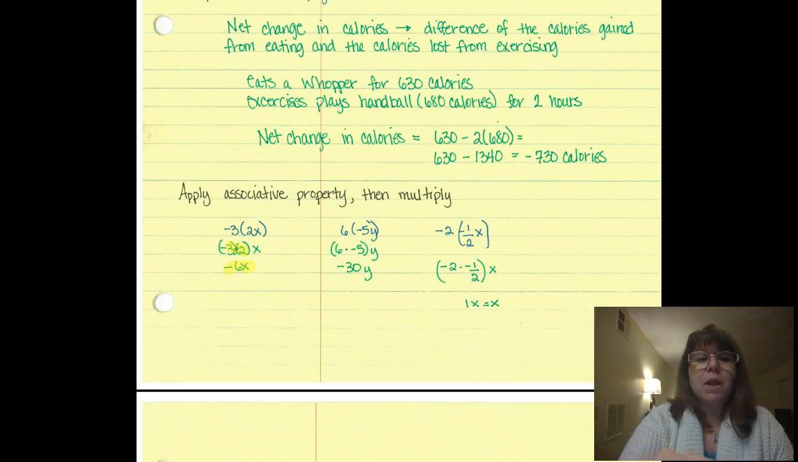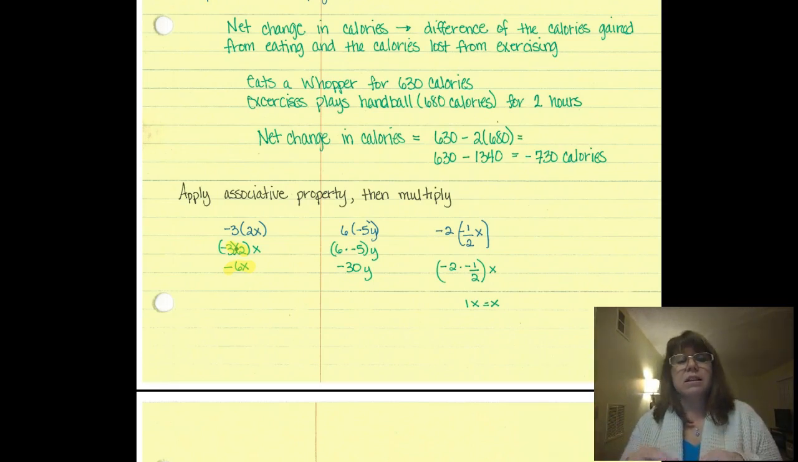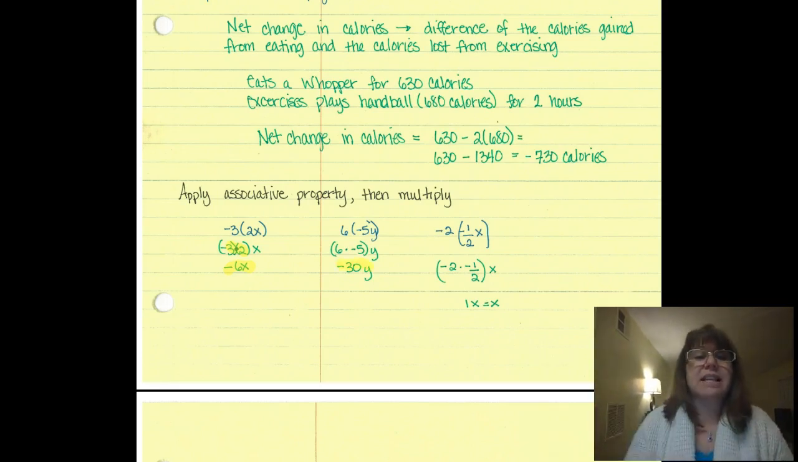For another example, I have 6 times the quantity negative 5y. By using my associative property, I can regroup it to where the numbers are together. Now it's 6 times negative 5 times y. 6 times negative 5 is negative 30. So my final is negative 30y.